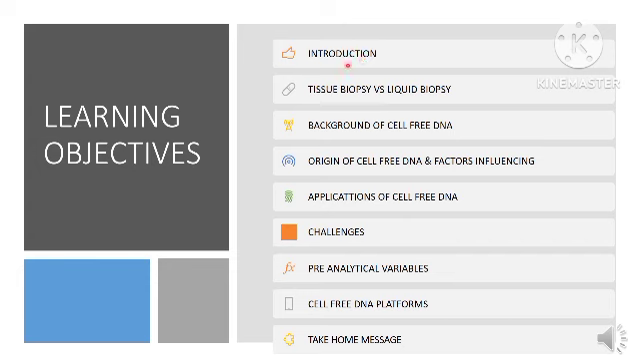Outline of my talk would be under the following headings. Just a brief introduction about why we have to read about cell-free DNA, and what are the differences between tissue biopsy and liquid biopsy, and a brief history of cell-free DNA, origin of cell-free DNA and factors influencing it, applications of cell-free DNA, what are the challenges we face, and pre-analytical variables, various cell-free DNA platforms, and we'll conclude with a small take-home message.